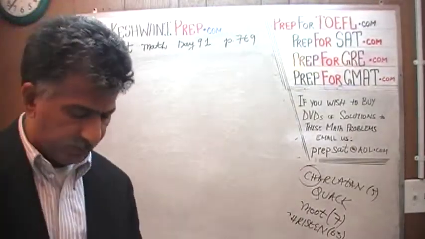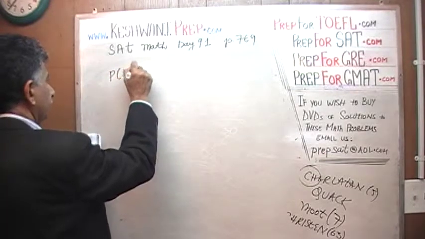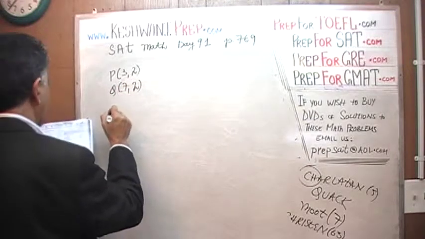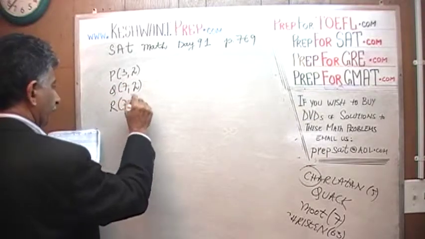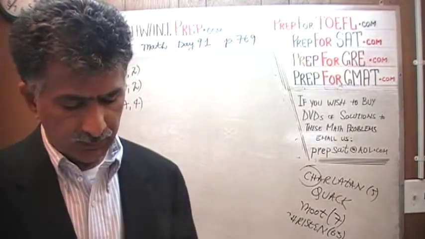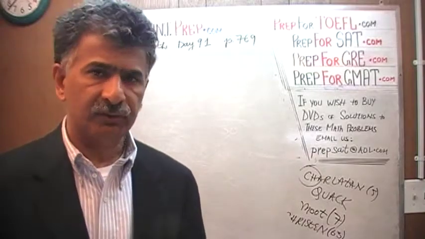In number 4, we are given 3 points here. P, we are told, is 3 and 2. Q, we are told, is 7 and 2. R, we are told, is 7 and 4. What is the question? The coordinates of P, Q, and R in the XY plane are given above. The question is, what's the perimeter of this triangle PQR?